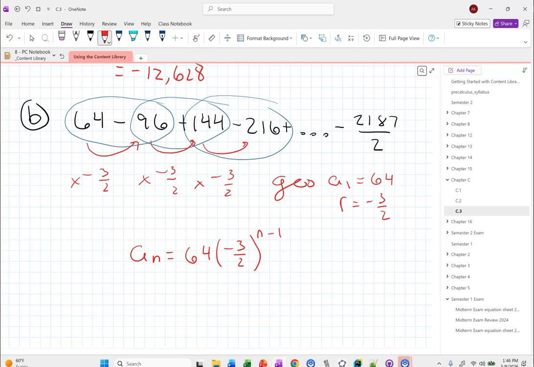So there's my explicit formula. Everybody's okay with that? First term times r to the n minus 1. And we're going to plug in our last term. And we're going to solve for n. What should I do first to solve for n?